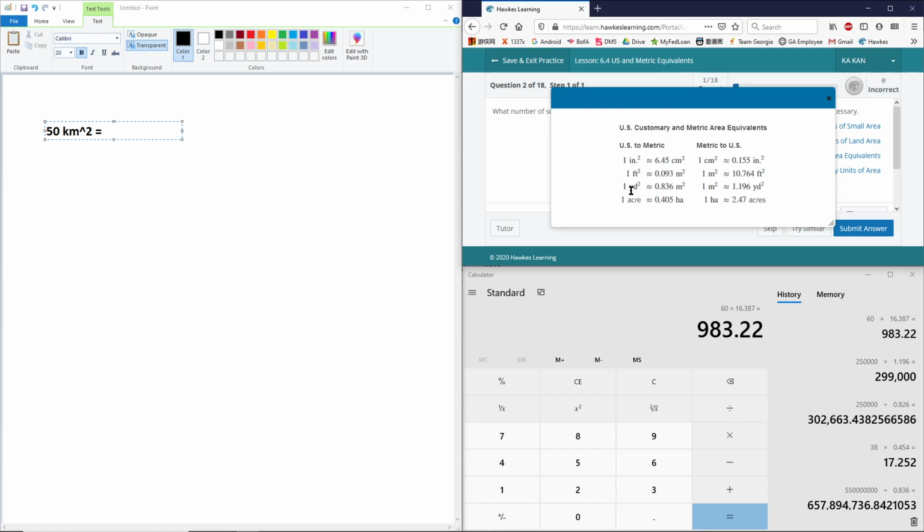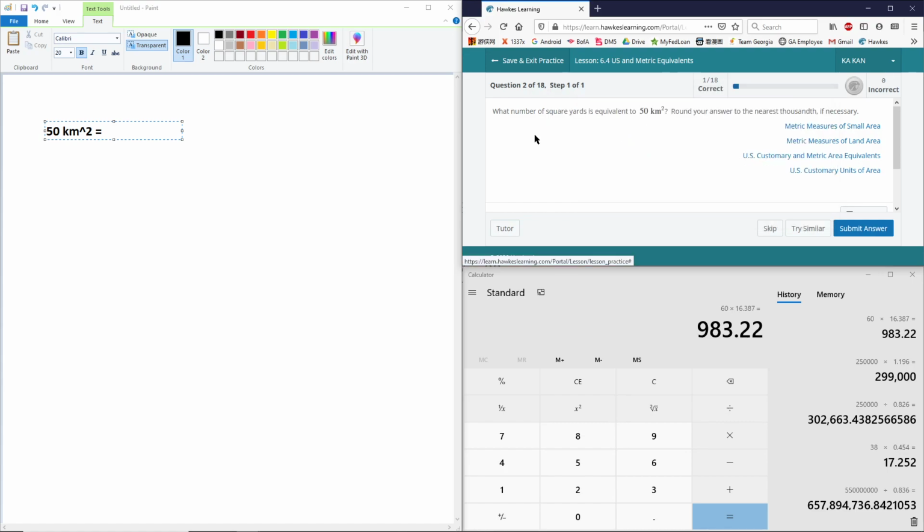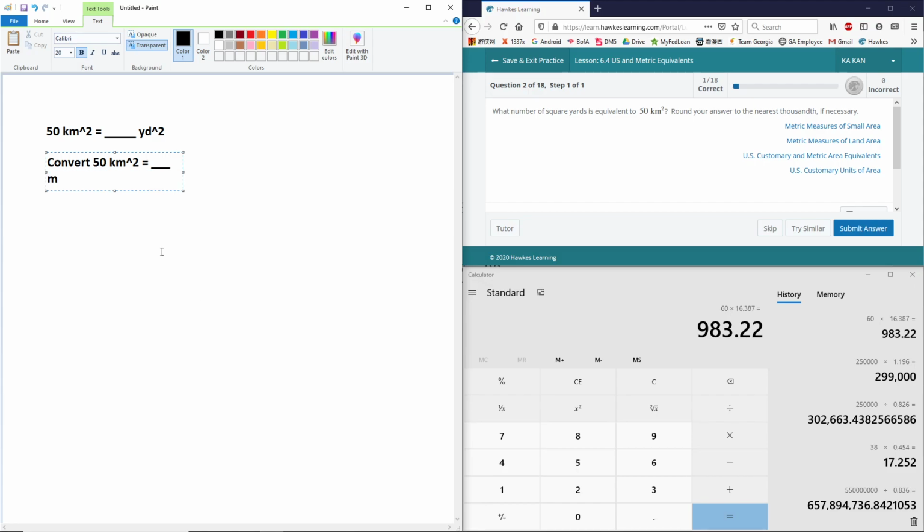So you see 1 square yard is this many meters, and 1 square meter is this. I think it's easier if we change our kilometers to meters before we do anything. We want to know how many of that is square yards. So what we'll do first is convert 50 square kilometers to square meters first.